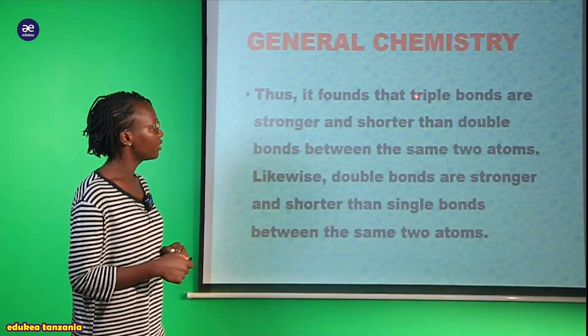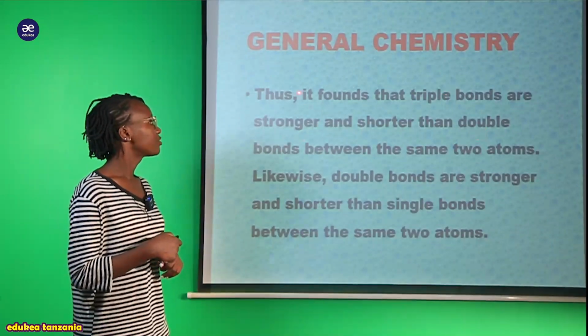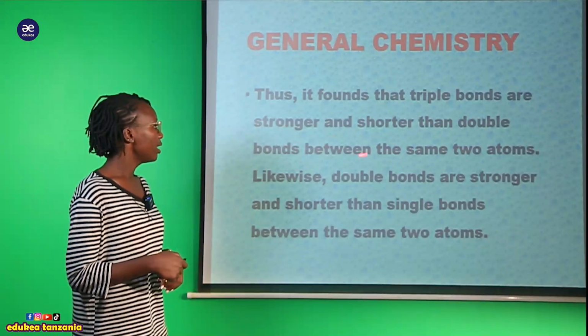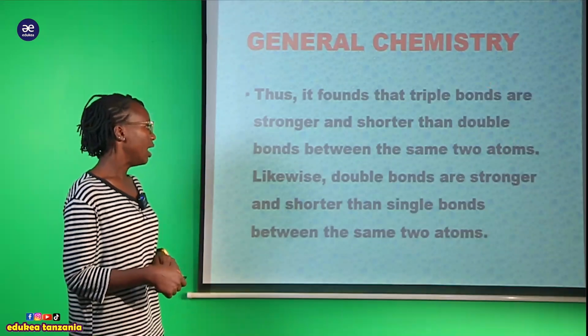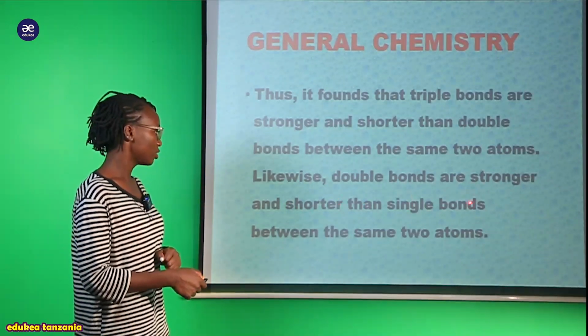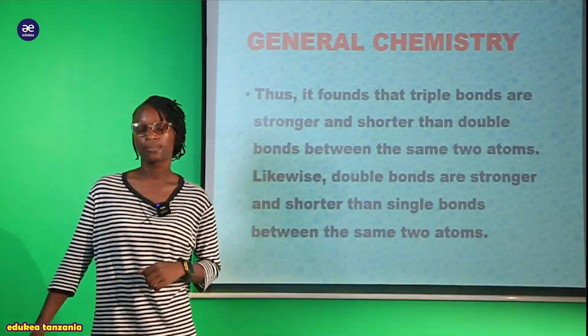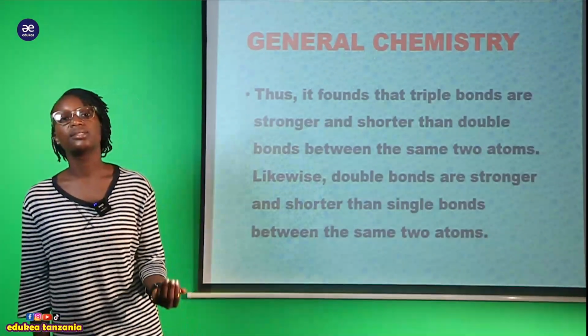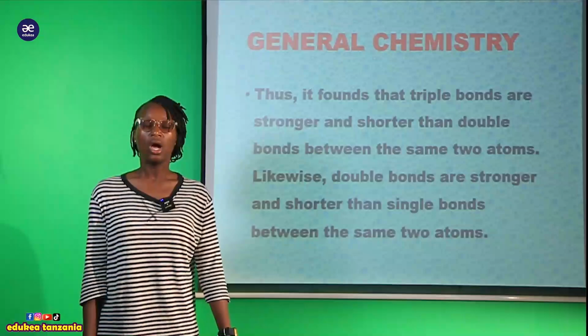Okay, so thus it's found that triple bonds are stronger and shorter than double bonds between the same two atoms. Likewise, double bonds are stronger and shorter than single bonds between the same two atoms. Ndio pale tunakuja kuona kwamba always the multiple bonds are stronger than the single bond.